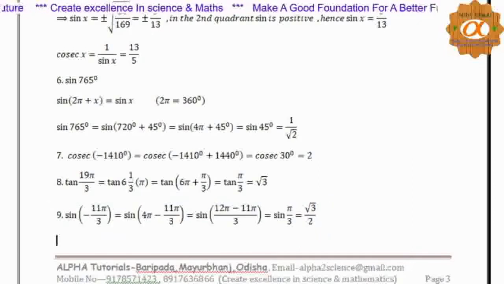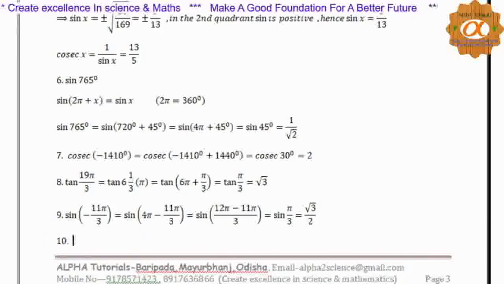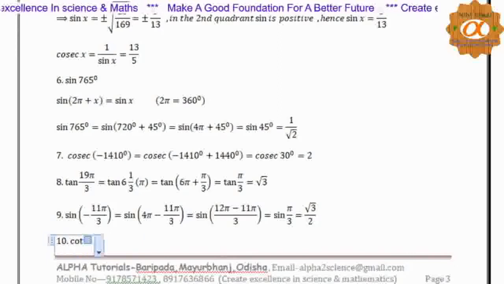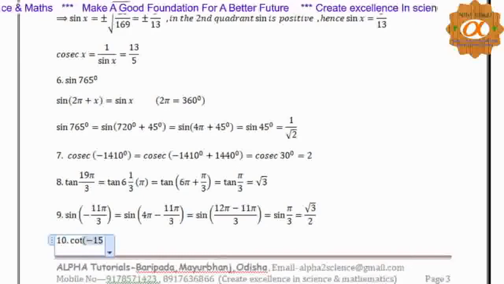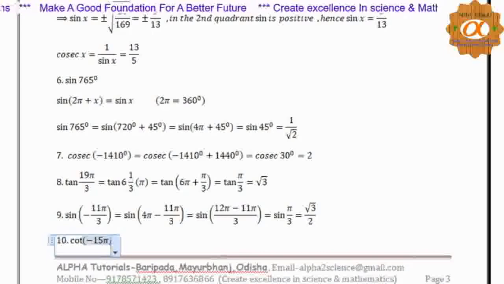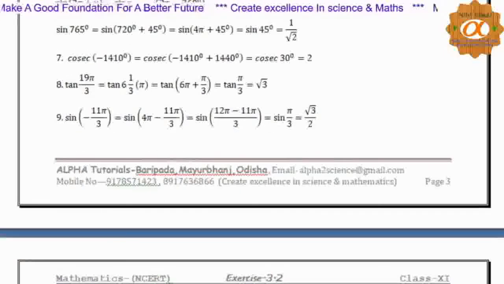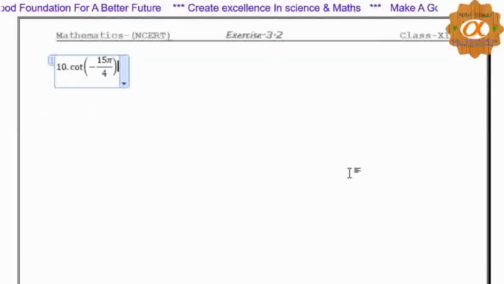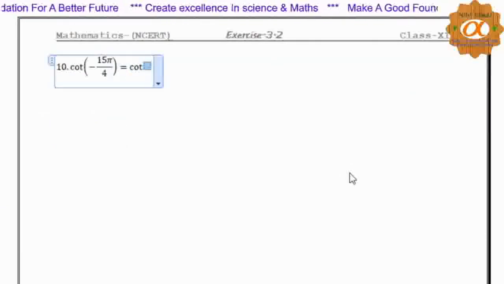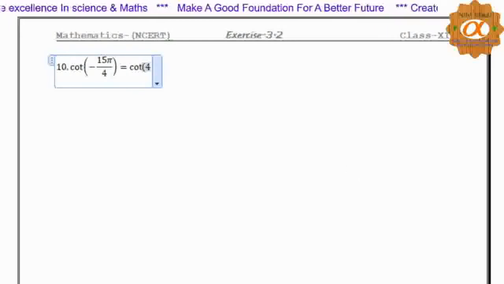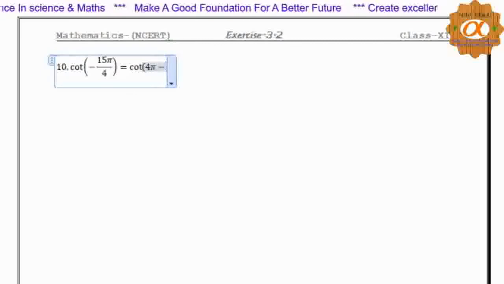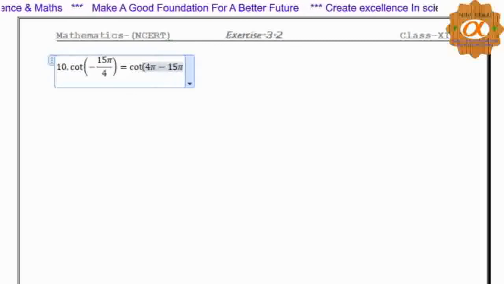Now we go to question number 10. In question number 10, it is given as cot minus 15 pi by 4. In a similar way, I want to make it positive, to get the answer correctly and easily. So if I add 2 pi, then it will again become negative. I will add 4 pi, that is 4 pi minus 15 pi by 4.